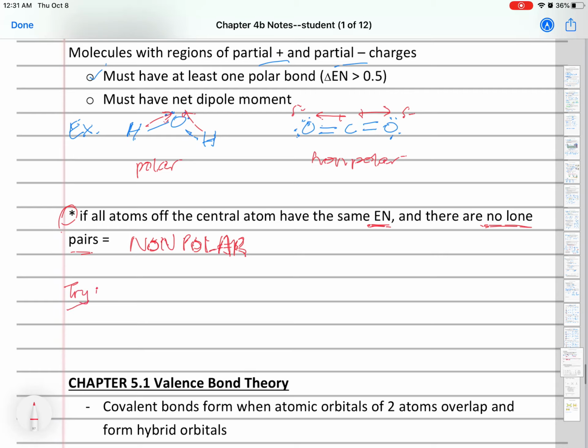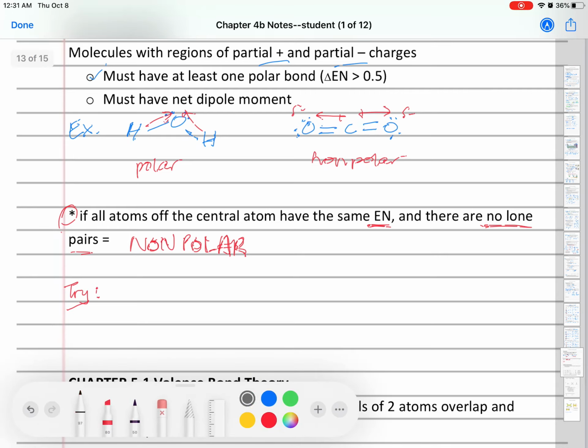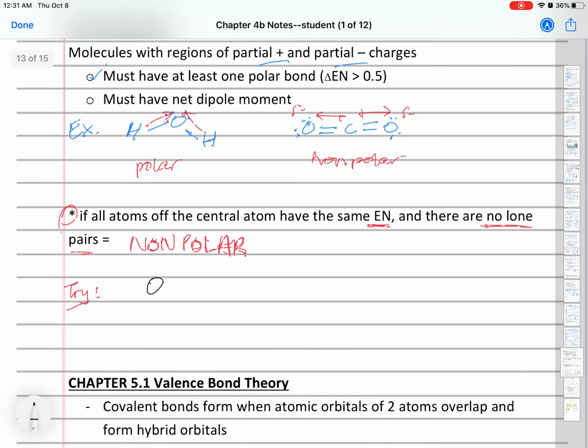Let's try a couple more. Try these. Do them in black. So we've got this molecule here, and this one here. These are F's for fluorine. And then lastly, this one here.